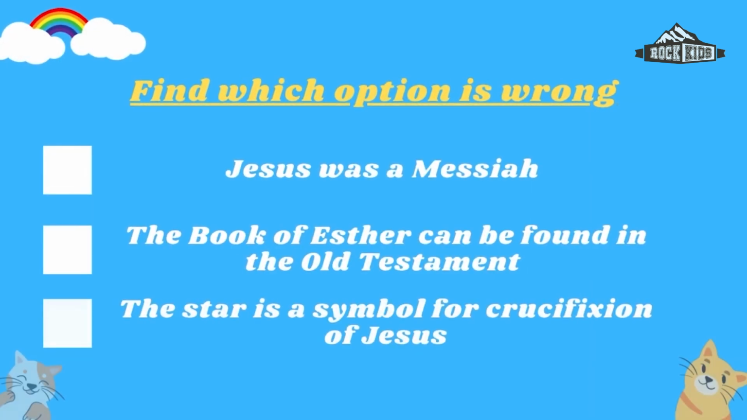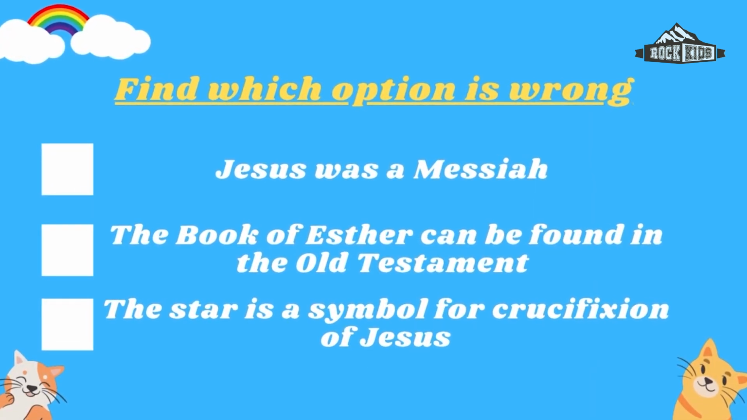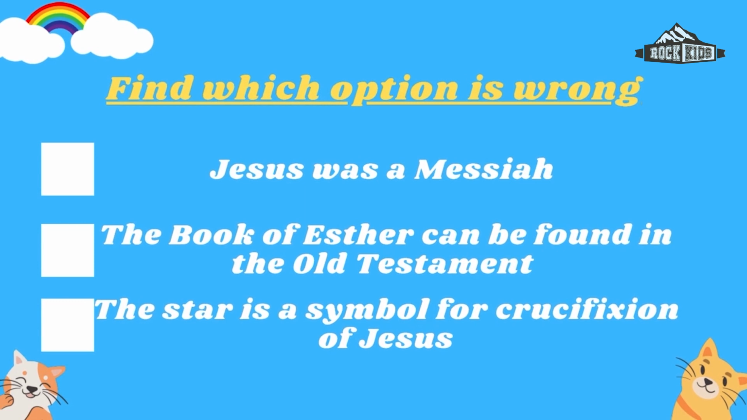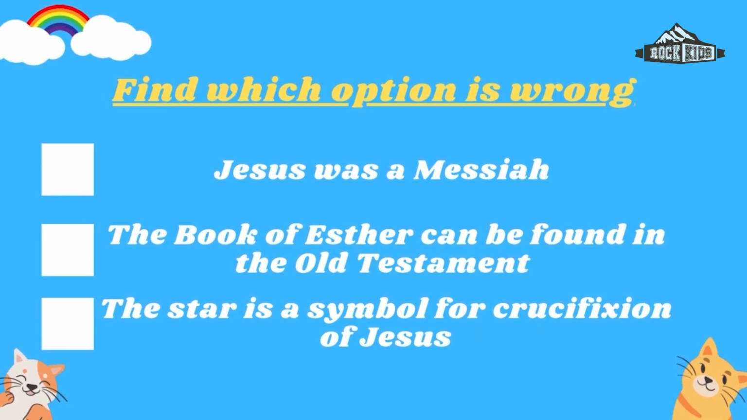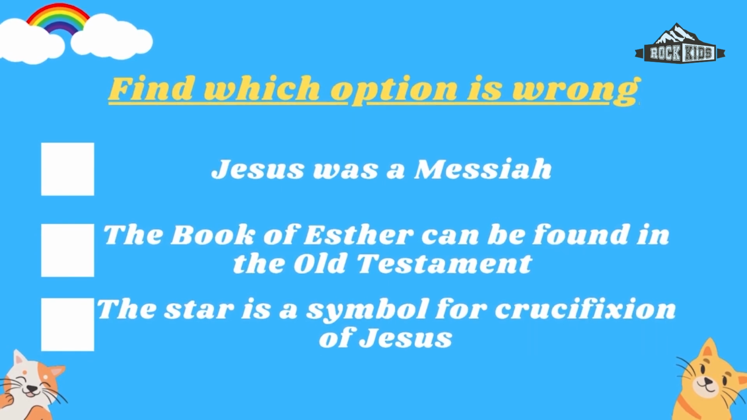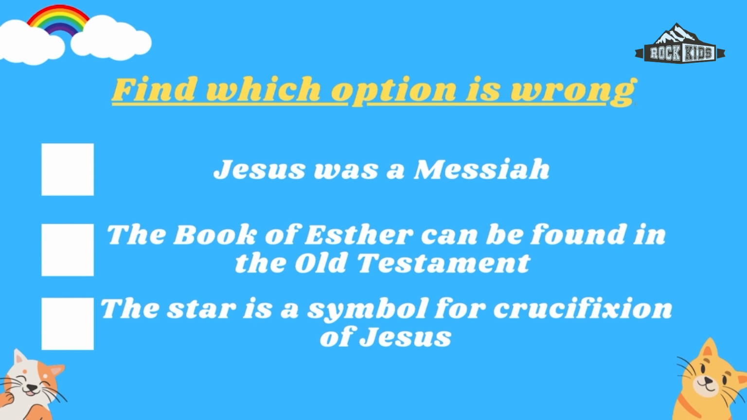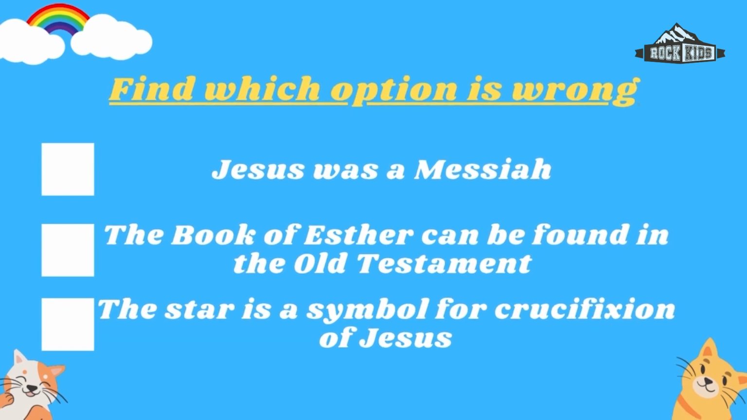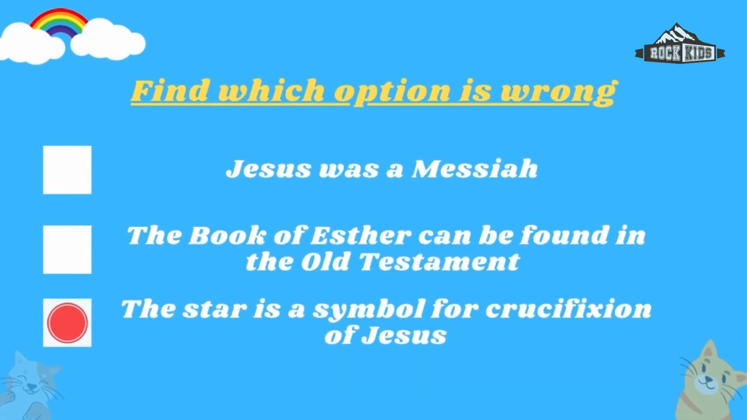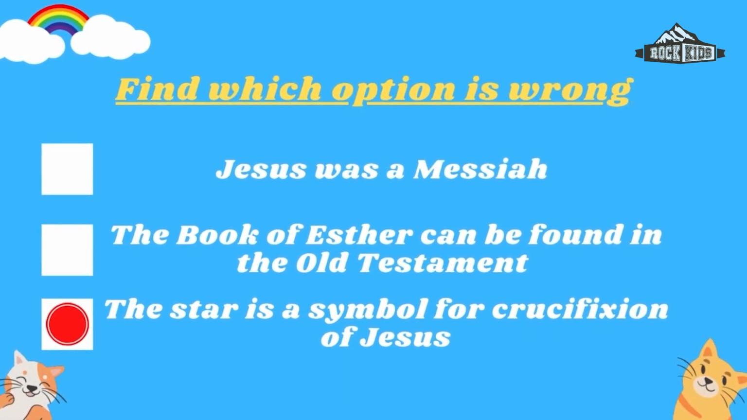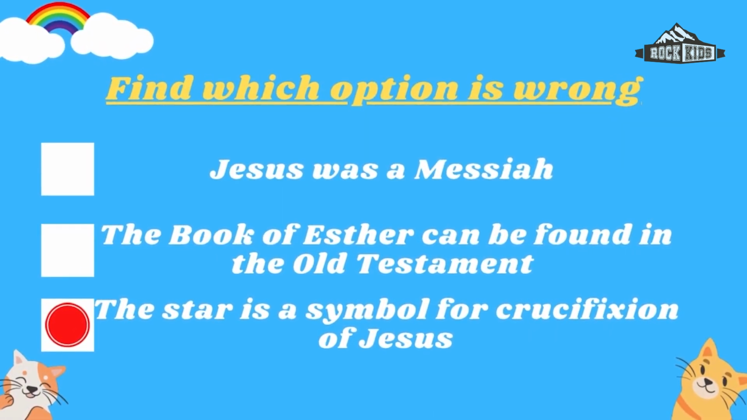Here's the last one, kids. Jesus was the Messiah. The book of Esther can be found in the Old Testament. The star is a symbol for the crucifixion of Jesus. Yes, you're all right. The false sentence is: the star is a symbol for the crucifixion of Christ. You did a great job, kids.